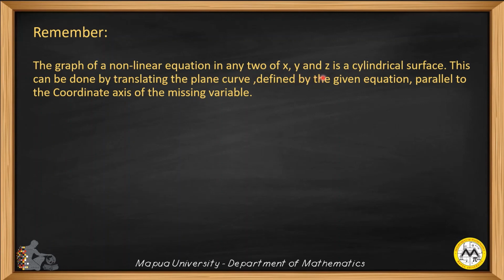So remember, if you are given a nonlinear equation in any two of x, y, and z, then the surface defined is a cylindrical surface. To sketch the surface, what you do is to draw first the plane curve as defined by the given equation, and then after that, you translate it parallel to the coordinate axis of the missing variable.